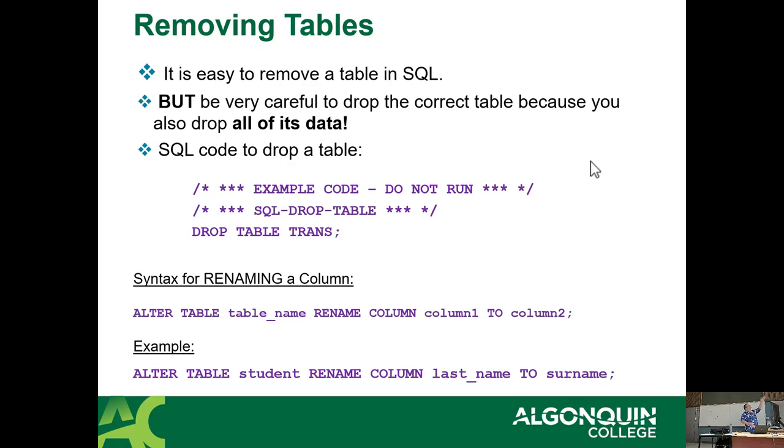And then it's really, really easy to drop a table in SQL. It's literally drop table, whatever it's called. If you have a table called customers, you go drop table customers and it's gone. Now if there's foreign keys involved, it won't let you drop it. So you can't accidentally drop a table that has children, but you could accidentally drop a table, because it's dangerous that way.